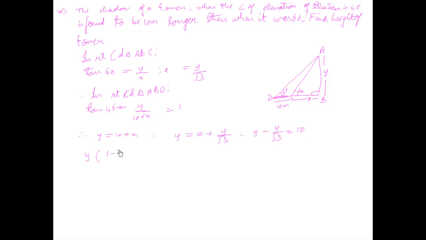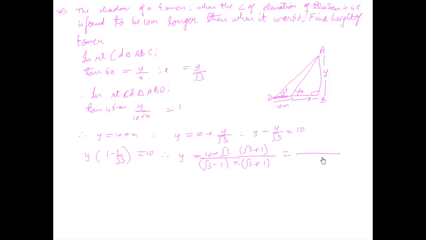Take y common, children, we get y times 1 minus 1 by root 3 is equal to 10. That gives us y is equal to 10 times root 3 upon root 3 minus 1, which we will rationalize, children. Please remember that we need to. It's a compulsory step. We cannot leave it unrationalized. Or we cannot substitute the value of root 3 as 1.732 and simplify, children. That will not be acceptable.